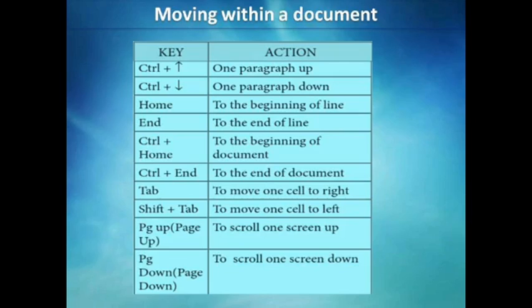Tab key is especially used to move the insertion point from one cell to another cell in a table. To move from one cell to another cell rightwards, we will press Tab. If we want to move the insertion point backward, that is from one cell to another cell on the left side, then we will press Shift plus Tab key. To scroll one screen up, we will press Page Up button. To scroll one screen down, we will press Page Down button from the keyboard.